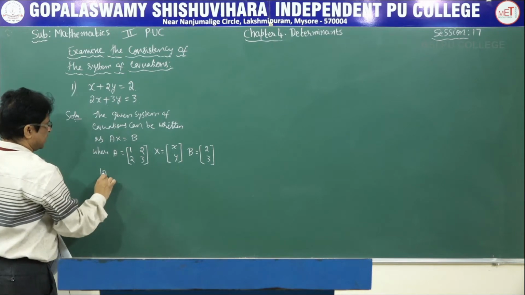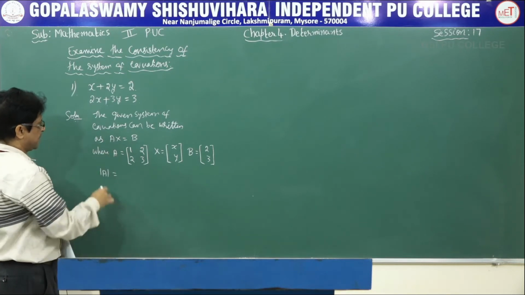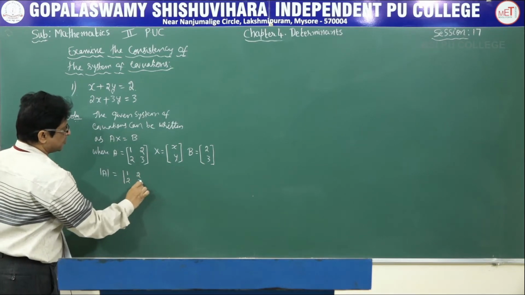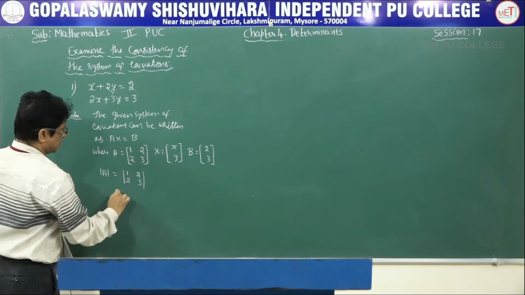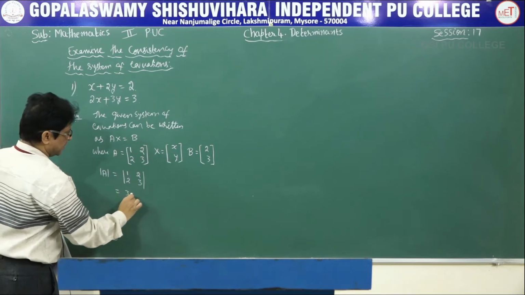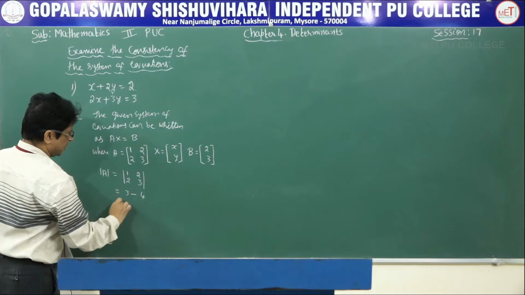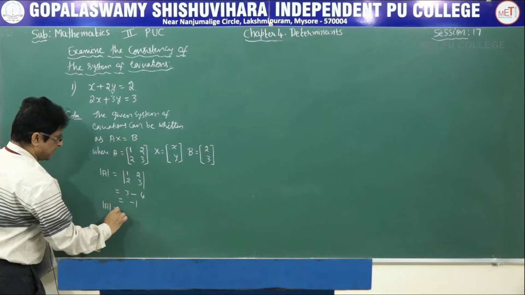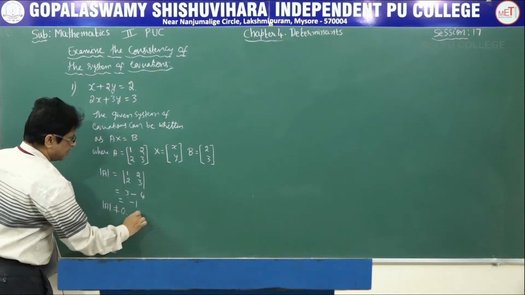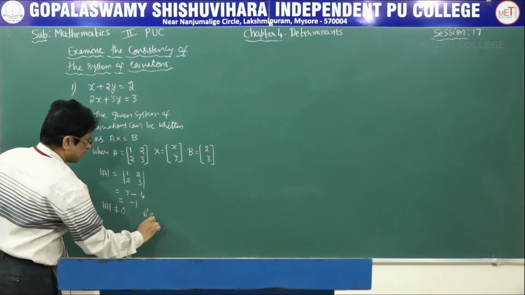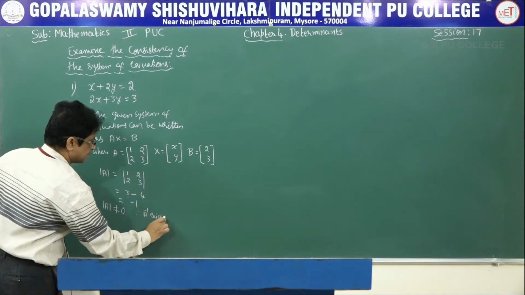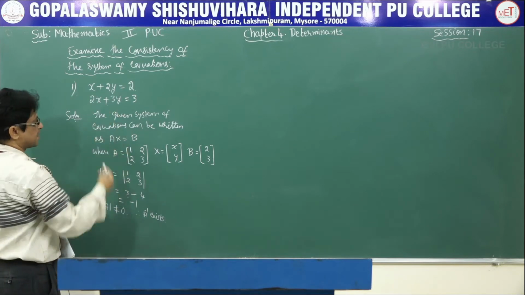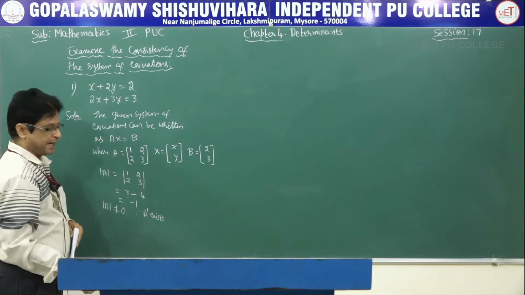Let us find the value of the determinant A. So determinant A is equal to determinant of 1, 2, 2, 3. So that will be equal to 1 into 3, 3, minus 2 into 2, 4. So 3 minus 4 is minus 1. So determinant of A is not equal to 0. Therefore, A inverse definitely exists. That means a solution will definitely exist. Therefore, the given system of equations is consistent.